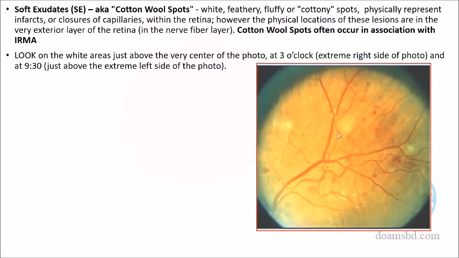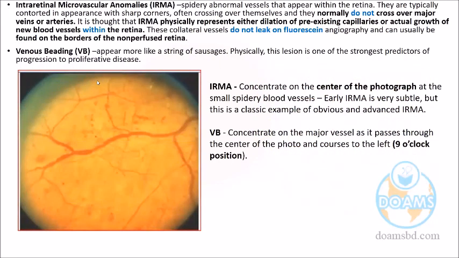Be attentive, please. Just here. If we don't identify IRMA, we may mistake it for neovascularization, and it will be a matter of referral and be called proliferative retinopathy. But IRMA is not a feature of proliferative retinopathy. It is just before proliferative retinopathy. So just have a look. IRMA in the center of the photograph: you see the spidery blood vessels, a spidery appearance, very subtle, but a classic example of obvious and advanced IRMA in the center. Okay.